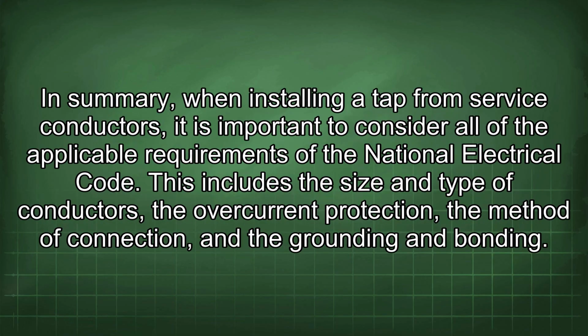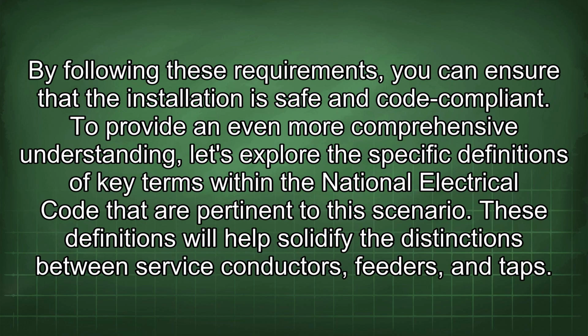In summary, when installing a tap from service conductors, it is important to consider all of the applicable requirements of the National Electrical Code. This includes the size and type of conductors, the overcurrent protection, the method of connection, and the grounding and bonding. By following these requirements, you can ensure that the installation is safe and code compliant.